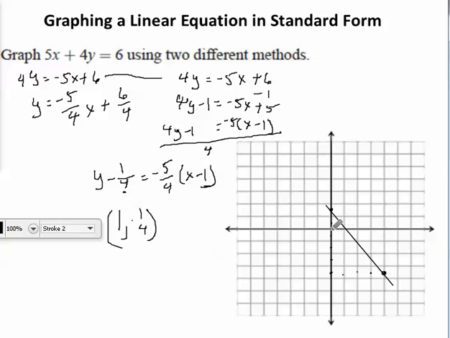So let's look at where 1, 1/4 is. Looks like it's right there. That's a pretty good place for it. My slope is negative 5 over 4. That's exactly what I had graphed before. And so that's the way I would graph it using a point slope method. I used 2 different methods to graph that one.